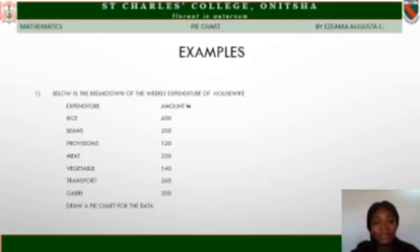Let's look at some examples. Question number 1. Below is the breakdown of the weekly expenditure of a housewife. The expenditure and the amount is in a tabular form. Rice is 600 naira, beans 250, provision 120, meat 230, vegetable 140, transport 260, and garri 200. Let's represent this information on a pie chart.